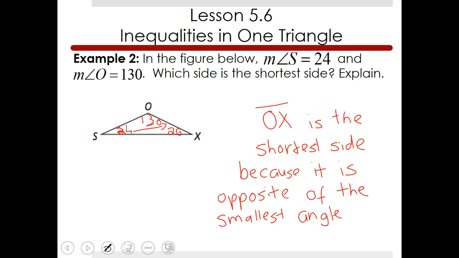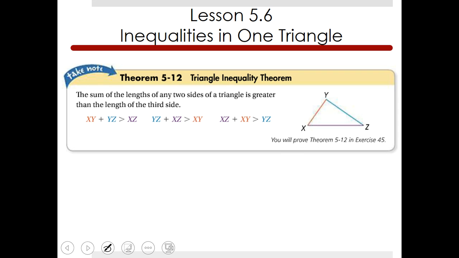All right, let's move on. Now what we're going to move on to is the triangle inequality theorem. In the triangle inequality theorem, the sum of the lengths of any two sides of a triangle is greater than the length of the third side. So when you add the two lengths, it has to be bigger than the third side.